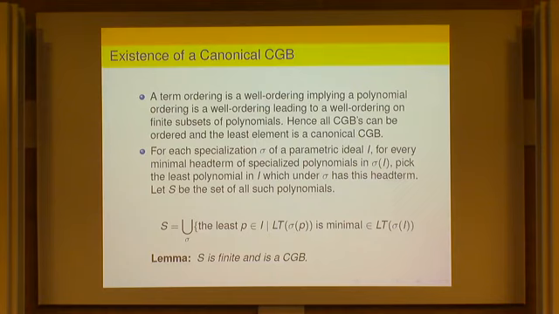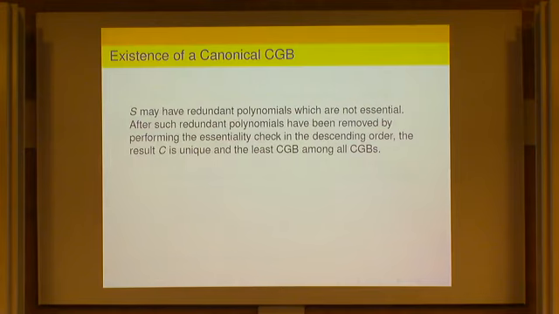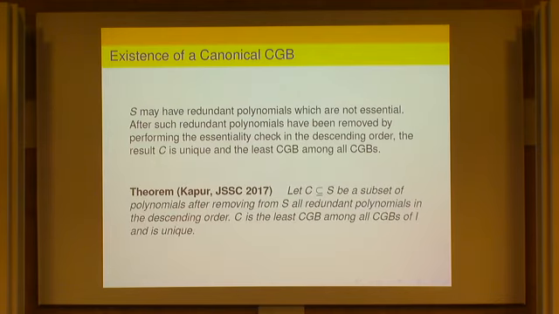But this particular CGB may not be minimal. So you have to get rid of the non-essential terms, the redundant polynomials from there. Now, once you get rid of that, the result that you get is the unique canonical CGB. But how do we compute it? So far, I've struggled for 4 years, no idea. Okay, so there's a theorem in the paper I wrote that it exists, and this construction works.